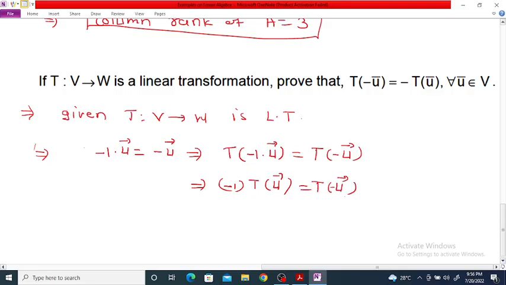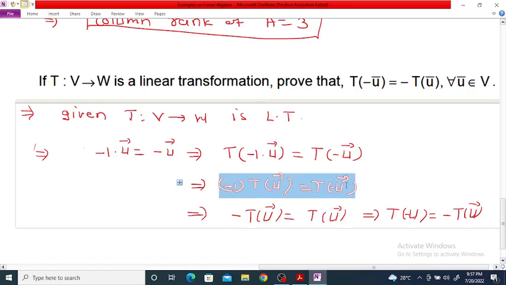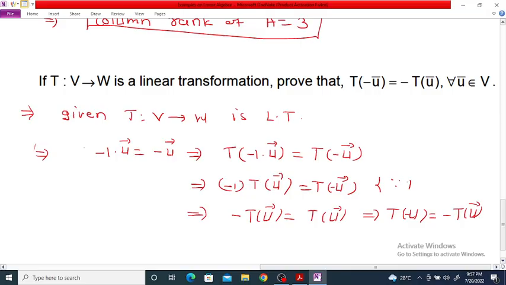But what is it if we multiply minus 1 into a vector? Minus T of U bar is equal to T of minus U bar, and therefore from this we can write T of minus U bar is equal to minus T of U bar. Why can we write this? Because T is a linear transformation. We can write this since T is a linear transformation.